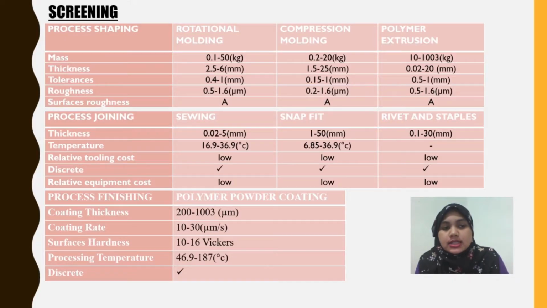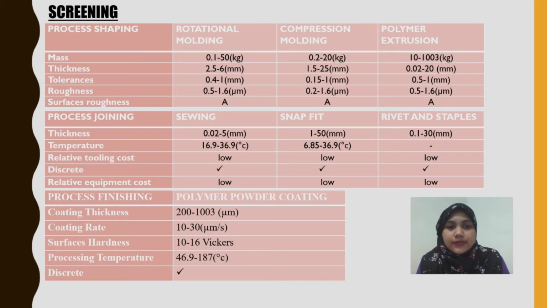The process selection strategy is screening. This is a requirement for the constraint before this, and the screening has three processes. First process is process shaping, process joining, and process finishing. The process shaping has three processes: rotational molding, compression molding, and polymer extrusion. For process joining, we have sewing process, snap fit, and rivet and staplers. For process finishing is polymer powder coating.